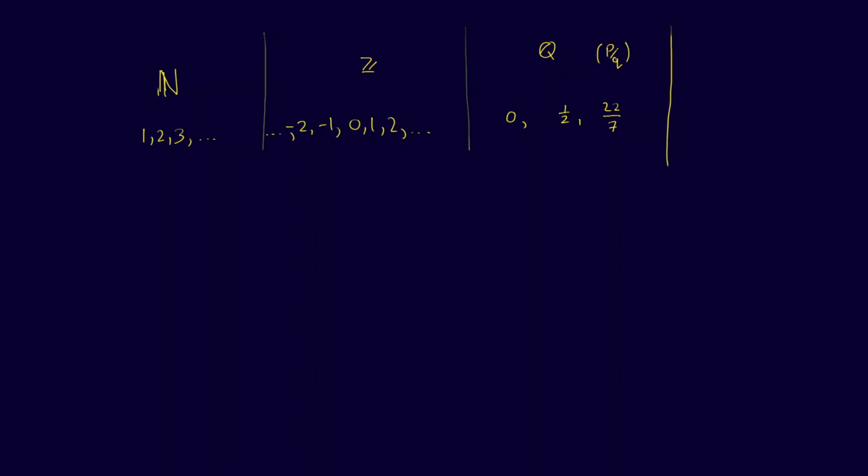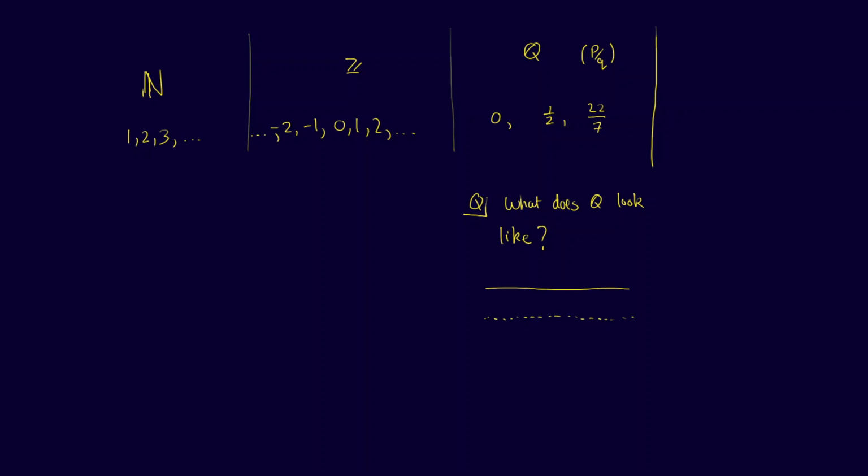Now, here's a question. If you line up all of the rational numbers, is it a line, or is it just lots and lots of points? What does the set of rational numbers look like? Is it a solid line, or has it got lots of holes in it? The answer is it's actually got an infinite number of infinitely small holes. It's missing lots and lots of numbers.